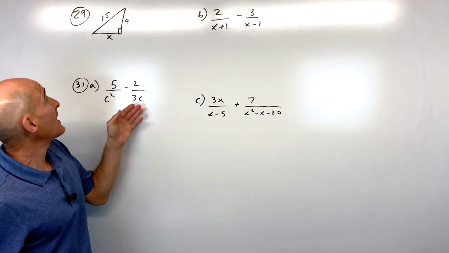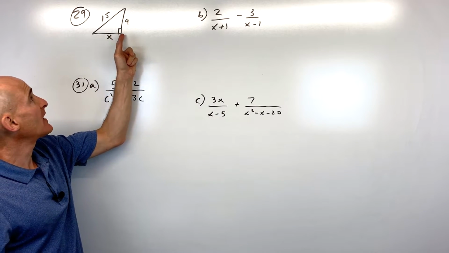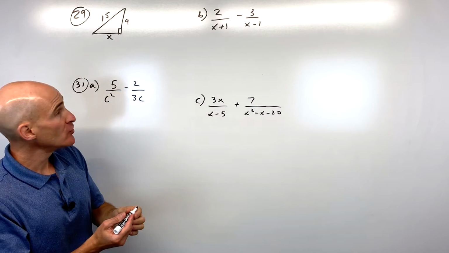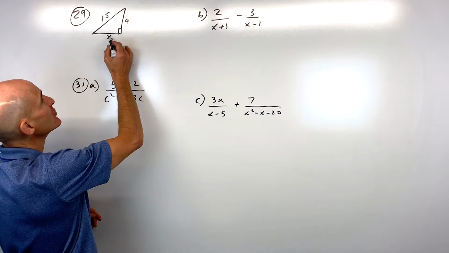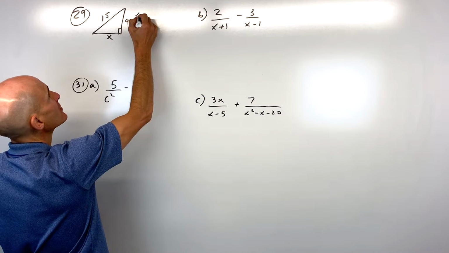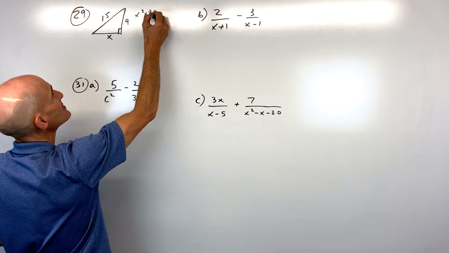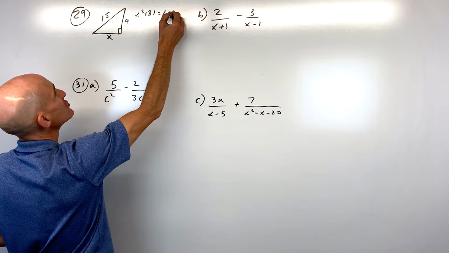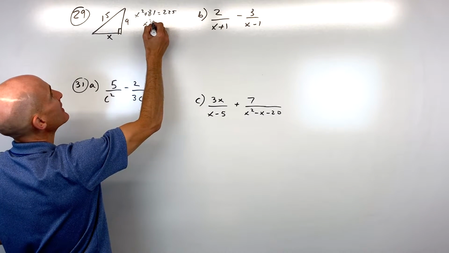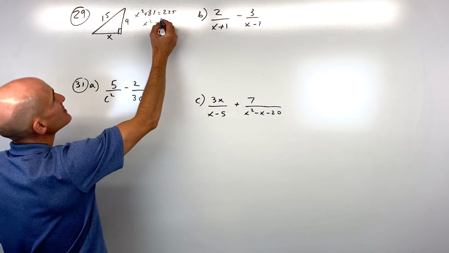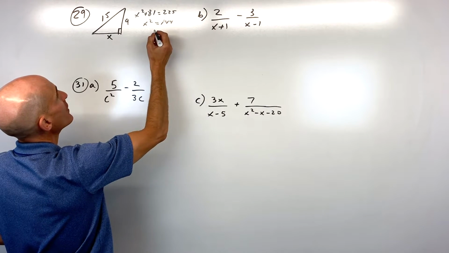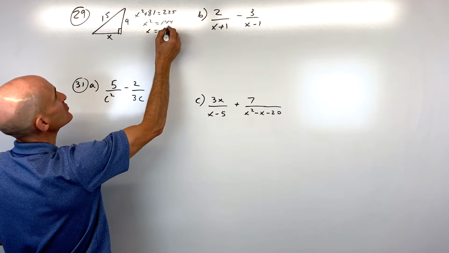Okay, number 29, you can see we have a right triangle here. We want to find out what x is. One way to do this is just to do the Pythagorean Theorem. You could say a squared plus b squared equals c squared. So that would be x squared plus 9 squared, which is 81, equals 15 squared, which is 225. Subtract 81 from both sides, and that's going to be 144, and then if you take the square root of both sides, you get x equals 12.